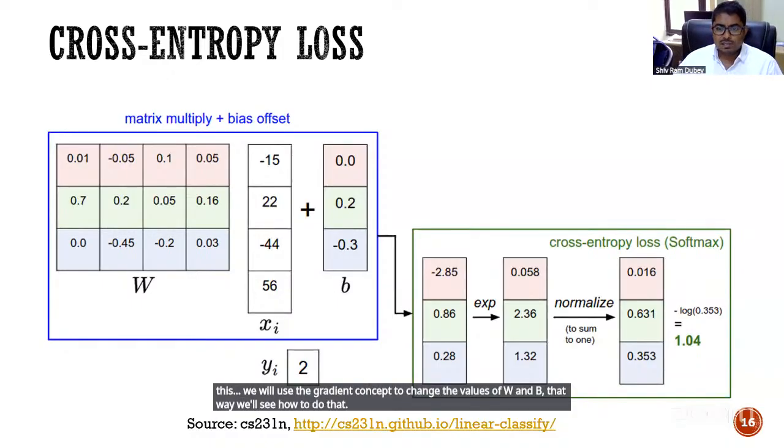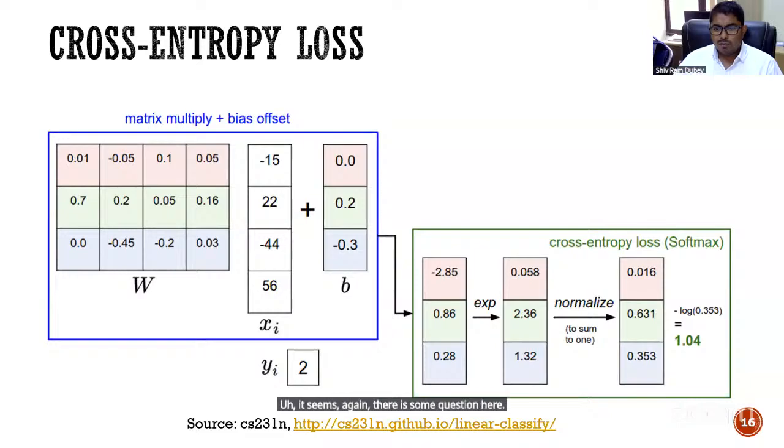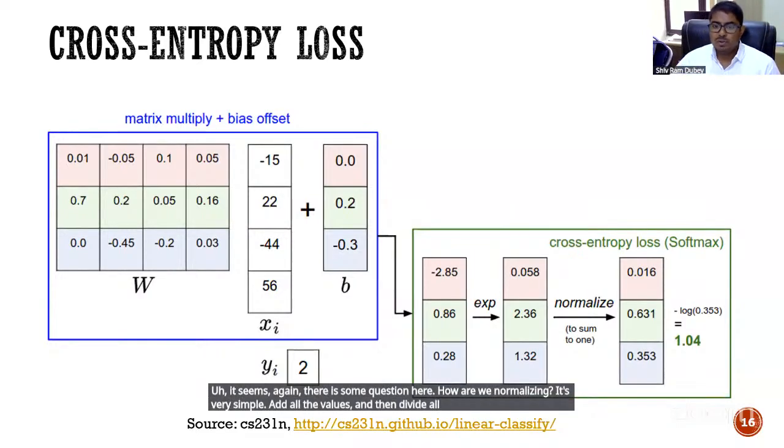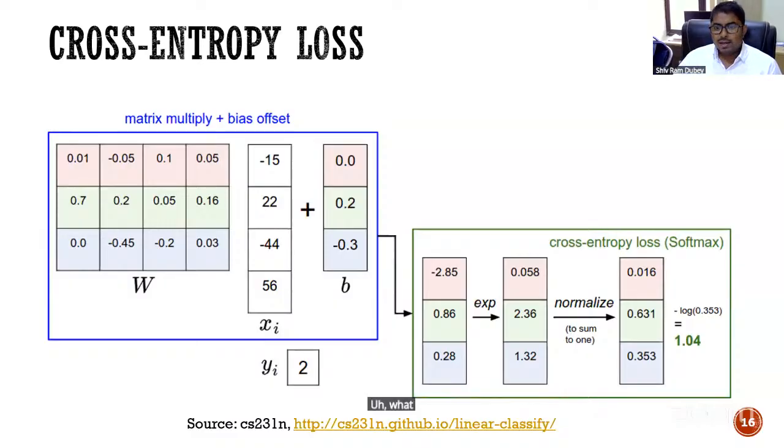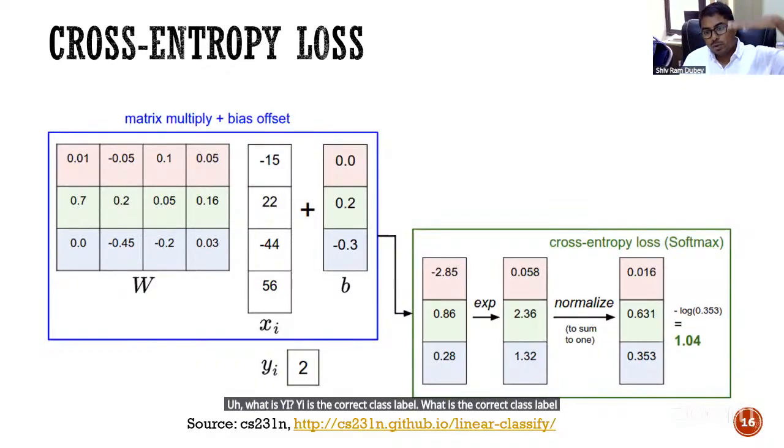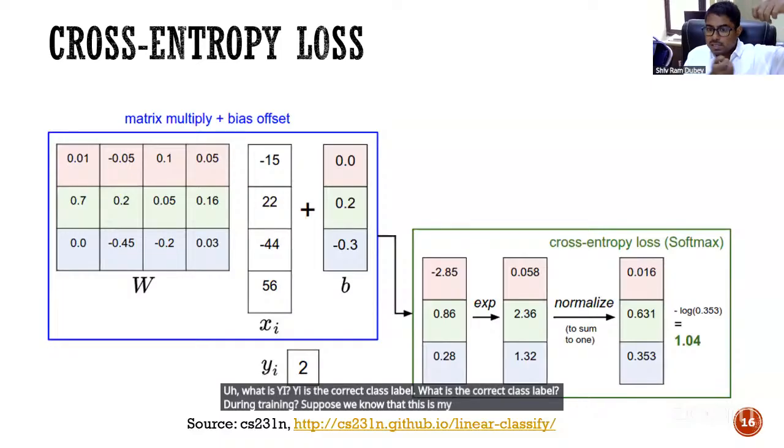It seems there is again some question here. How are we normalizing? It's very simple. Add all the values and then divide all the values using that summation. What is yi? Yi is the correct class level. During training, we know that this is my input and this is the correct class level. If we know the correct class level, then only we can compute the loss.